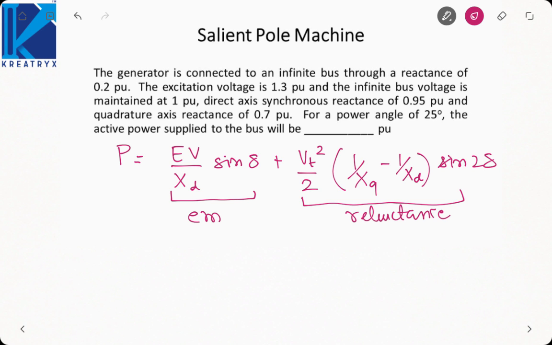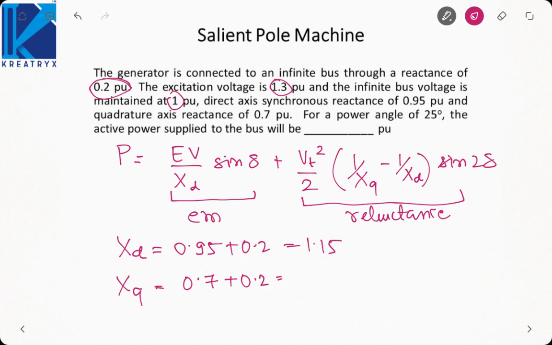See, in this case, the generator is connected to an infinite bus through a reactance of 0.2 pu. This is my external reactance. Excitation voltage is 1.3 pu. Infinite bus voltage is 1 pu. Direct axis reactance is 0.95, but due to external reactance, it will be 1.15. Similarly, quadrature is 0.7, but due to external, it will be 0.9. What is the active power supplied to the bus?